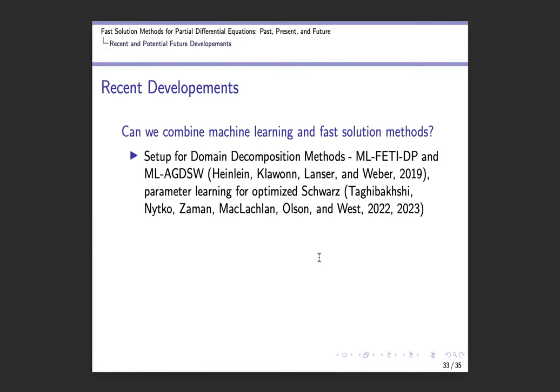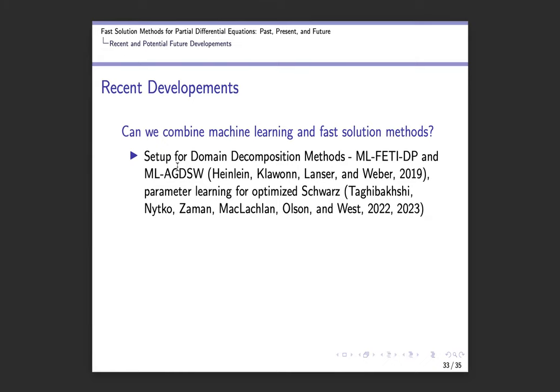And the recent development I may want to try: can you combine machine learning technique and basic solution methods? There are several approaches. The first one is machine learning method support for setting up domain decomposition method. So this is done by Klawonn's group as well.